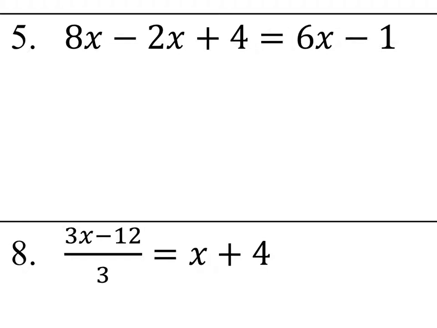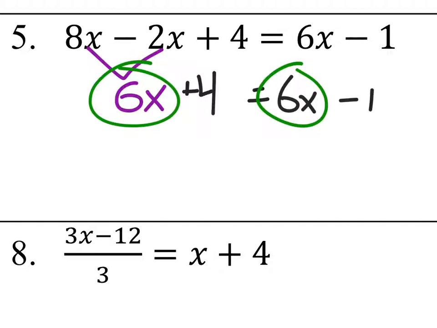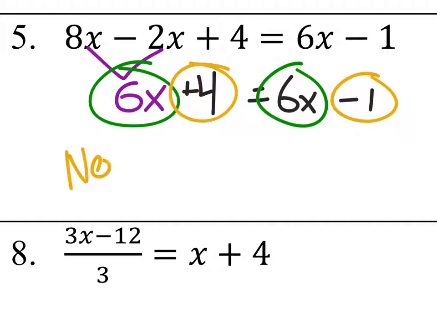So when we combine this 8x minus the 2x, we get 6x. Of course, we still got that plus 4 equals 6x minus 1. So again, we can see that there's the same number of x's on both sides, but we're adding a different number to both sides. So this one is going to have no solutions.